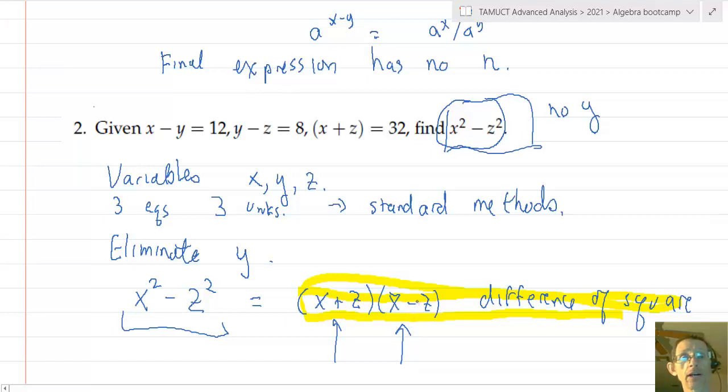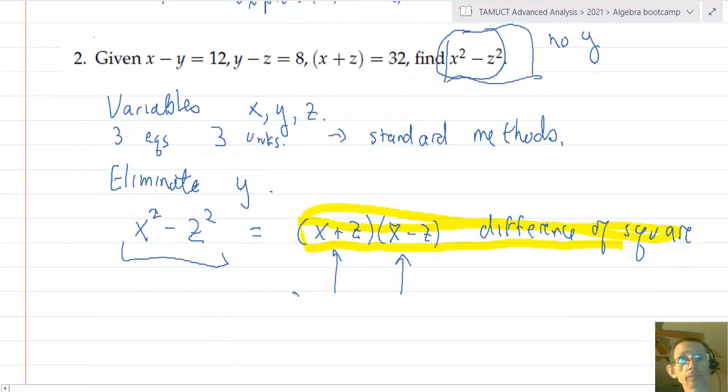That's something that will help me. These equations here, if you remember, these are linear equations. They have the variable to a single power. This is a nonlinear expression here. This x squared minus z squared is a nonlinear expression. However, I can write this as a product of two terms here. Now I can find these two terms separately. And I'll leave that to you.